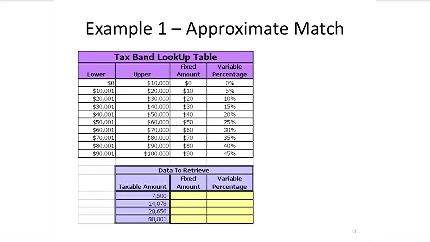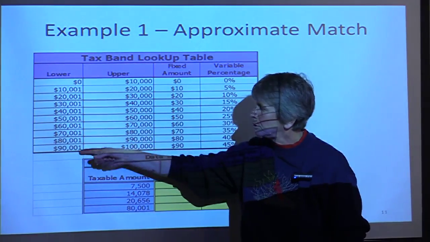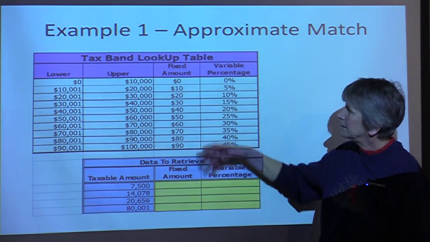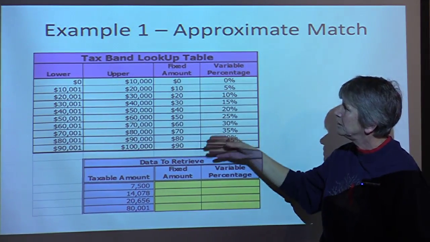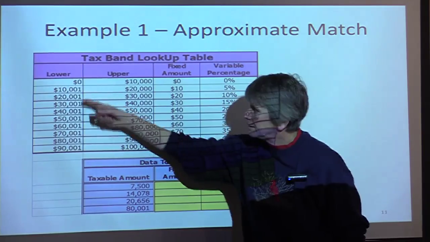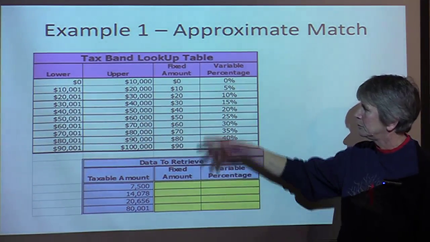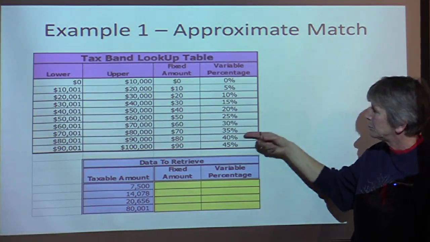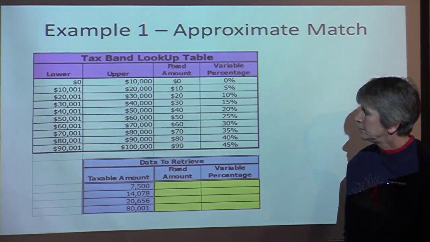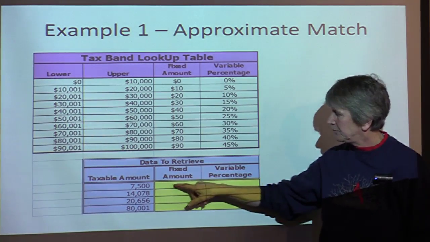So the idea here, in this case, I've got a table that is sorted numerically from lowest to highest, and let's assume that this is some tax information. The higher amount of the income or purchase or sale or whatever, the higher the taxes, and then there's a variable percentage that goes along with it. Okay, so what I want to do in this case is find the information.